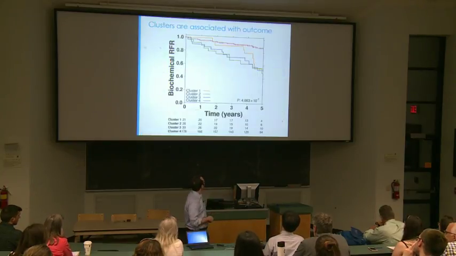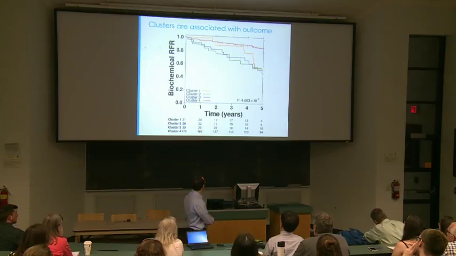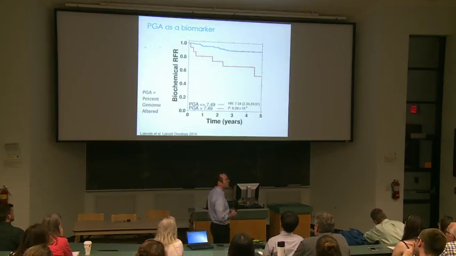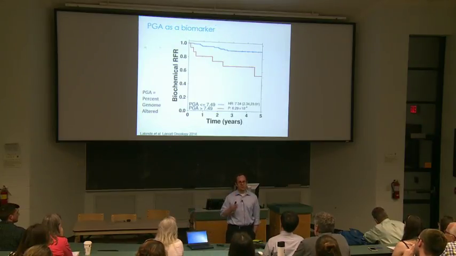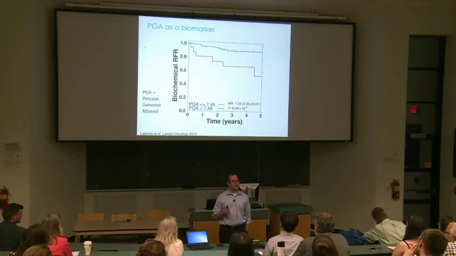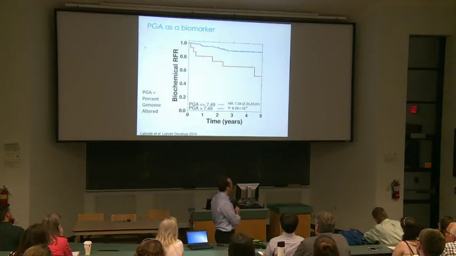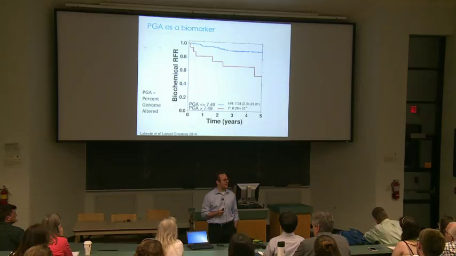So you can come up with the simplest, stupidest biomarker in the world. Called it PGA to give it a nice name, but you just count the number of mutations. You just take a look at the genome, count the number of mutations, divide patients into 2 groups, and that's 70% accurate at identifying patients who are going to have a relapse in their prostate cancer.